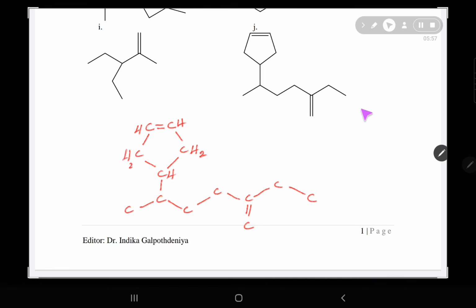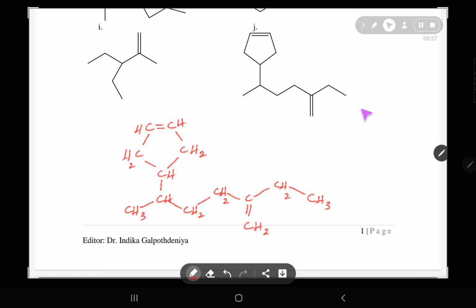CH, CH2, CH, CH3, CH2, CH2. This carbon already has all 4 bonds, so there should be no hydrogens. And if you take a look at this bottom carbon, it already has 2 bonds, so it needs only 2 hydrogens. CH2, CH3. So we just drew the condensed structure for the skeleton structure that we have in J.